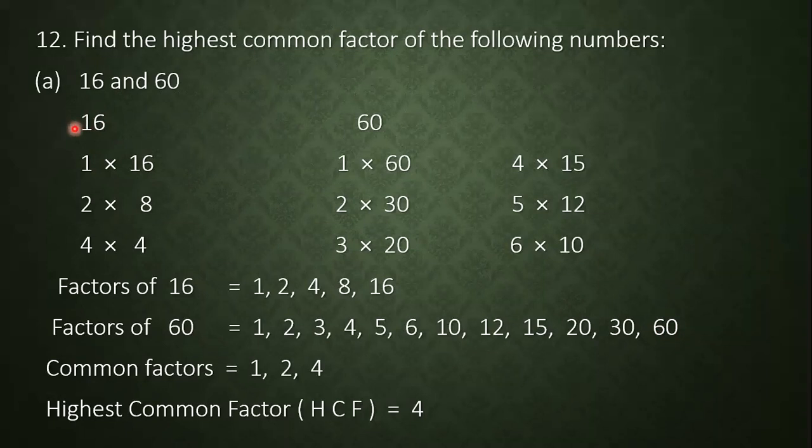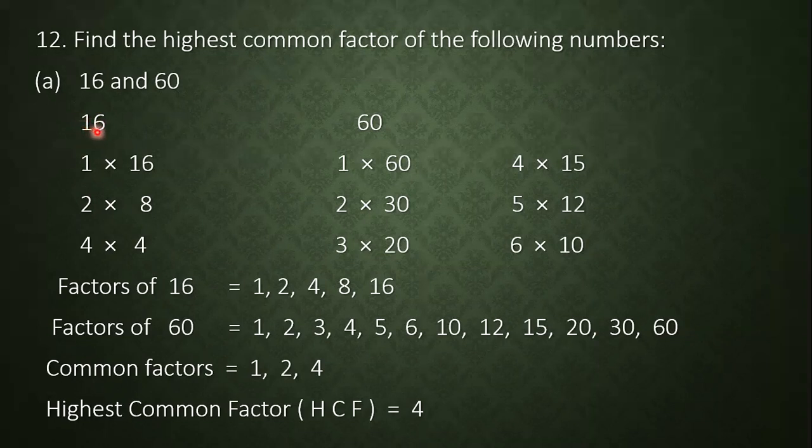How do we find out whether the given number is odd or even? By looking at the unit digit. If the unit digit of the number is 2, 4, 6, 8 or 0, the number will be even. And if the unit digit is 1, 3, 5, 7 or 9, it will be an odd number. Here in 16, the unit digit is 6. So it is an even number. And in all even numbers, 2 will be a factor. 2 is a factor of all the even numbers. So 2 into 8 makes 16.